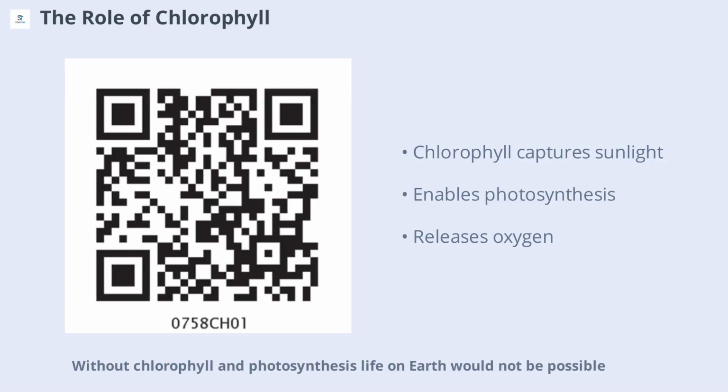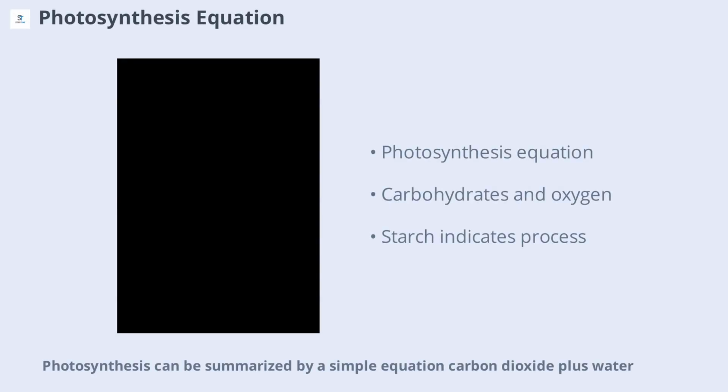Without chlorophyll and photosynthesis, life on Earth would not be possible, as there would be no food or oxygen for animals and humans. Photosynthesis can be summarized by a simple equation. Carbon dioxide plus water, in the presence of sunlight and chlorophyll, produces carbohydrates and oxygen. This process is unique to green plants and some algae.